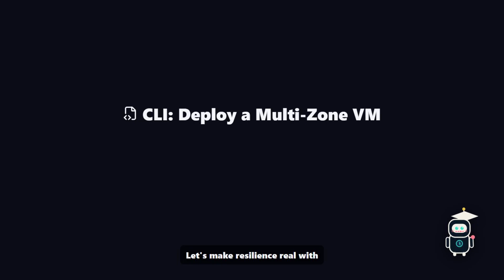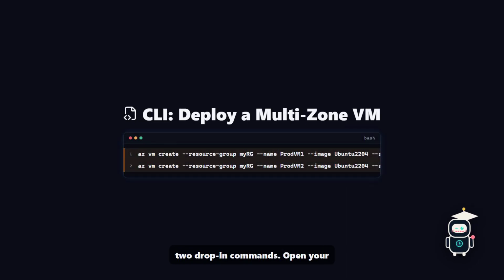Let's make resilience real with 2 drop-in commands. Open your terminal or Azure Cloud Shell and run these. This creates prod VM1 in Zone 1 and prod VM2 in Zone 2, identical except for the zone flag. A single flag sets the zone, and now you have a simple multi-zone deployment that survives a data center outage. In production, you'd use a scale set, but the pattern is the same. Try it now. Execute the first command to spawn your own zone-specific VM.